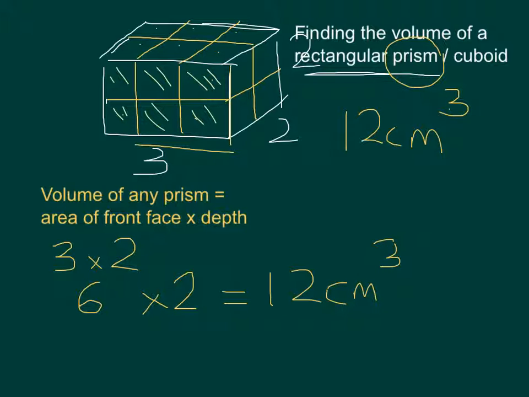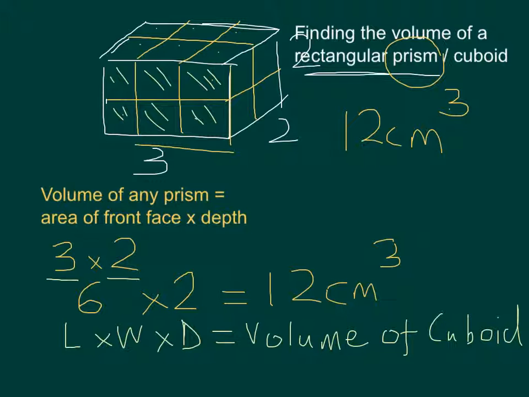So for a particular cuboid, we might be able to generalise this. For a cuboid, we could just say to get the 6, we did the 3 times the 2, so that's the length times the width, and then we multiplied it by the depth. So length times width times depth is going to give us the specific volume of a cuboid. And that's remembering that the volume of a cuboid is like a three-dimensional rectangle.